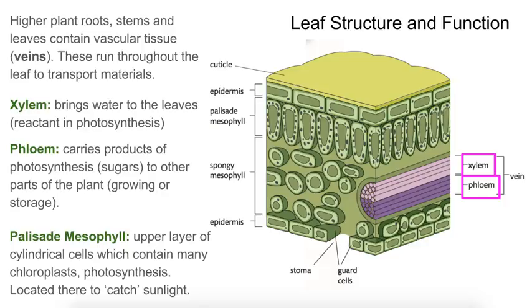The next layer we'll talk about is the palisade mesophyll layer. This is the upper layer of cylindrical cells which may contain many chloroplasts. This is really important for photosynthesis. You can see it's located at the top of the leaf to ensure that it catches as much sunlight as possible.